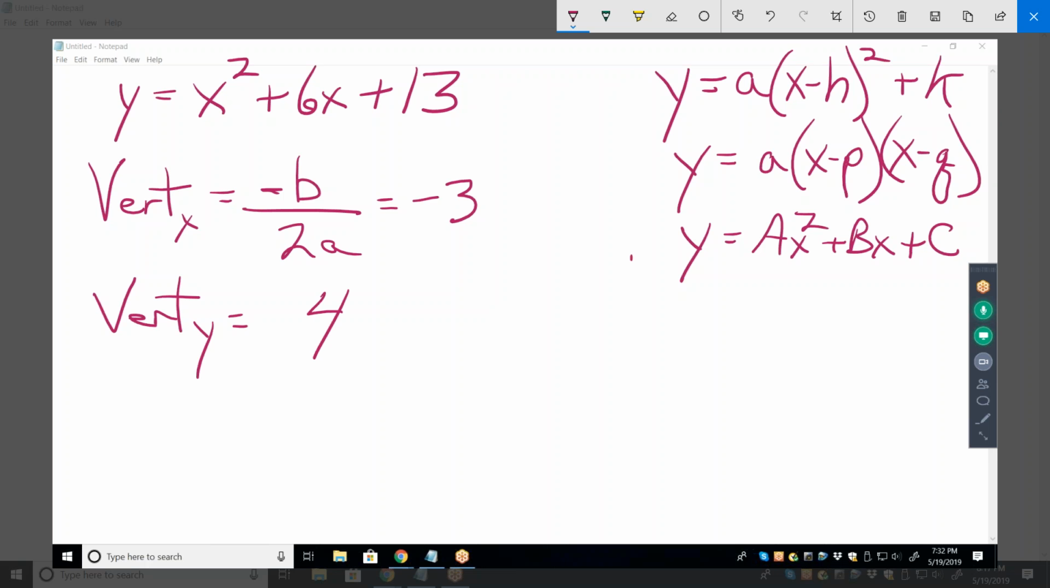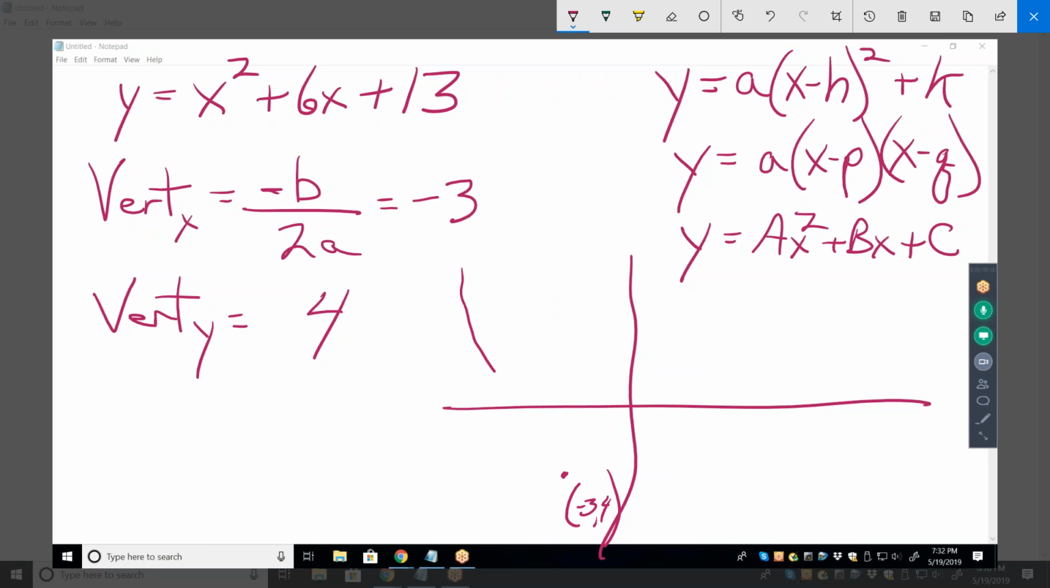So now you have a lot. When you have the vertex, you have almost everything. There is minus 3, plus 4. Does this quadratic open up or down? It opens up. Correct. And all quadratics are parabolas.